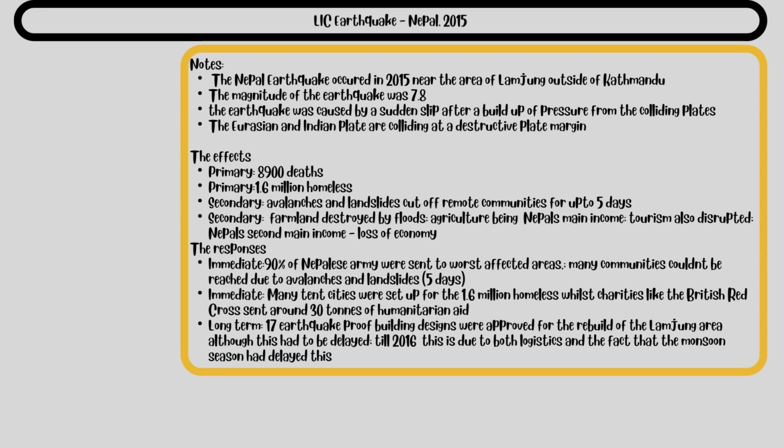Once you've got your title, the biggest section of the Cornell Notes will be the note-taking section. As you can see from the example, we're focusing on Nepal, the earthquake in 2015. Now the note-taking column is separated into 3 sections: the causes of the earthquake, the effects, and finally the responses.